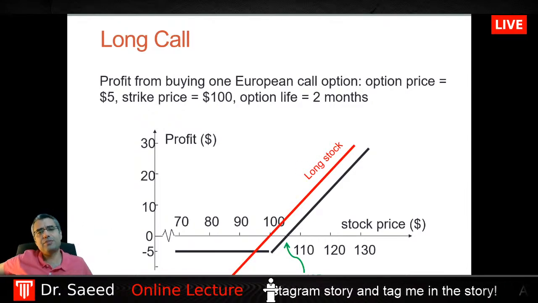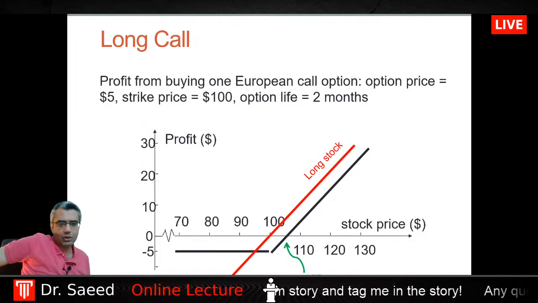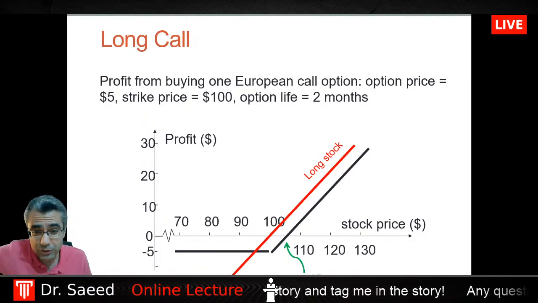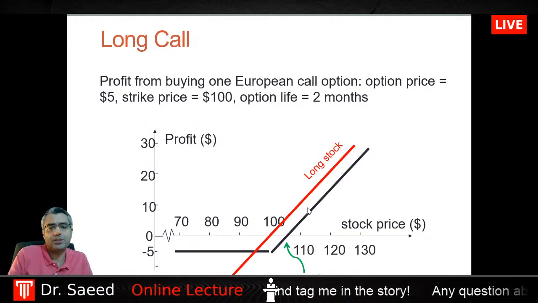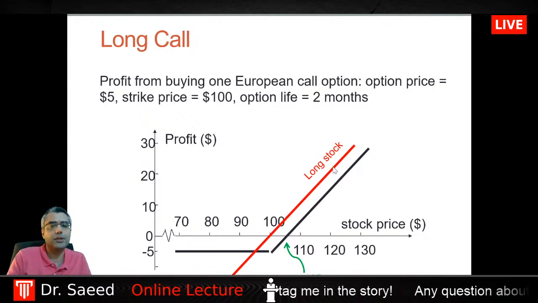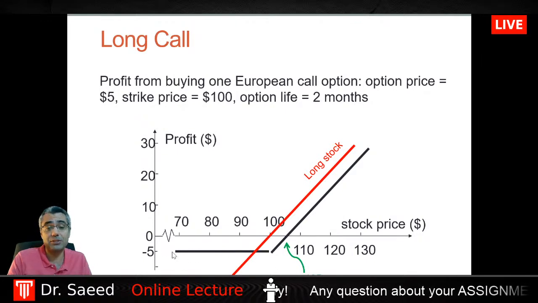And what is the difference between long stock and long call? Long stock means you buy stock. If you believe the price of the stock will go up, you may buy the stock, right? But sometimes you want to limit your risk. In this case, you may buy a call instead of buying stock. You buy a call, you see your loss is limited to $5. But if you buy the stock, your loss can be huge.